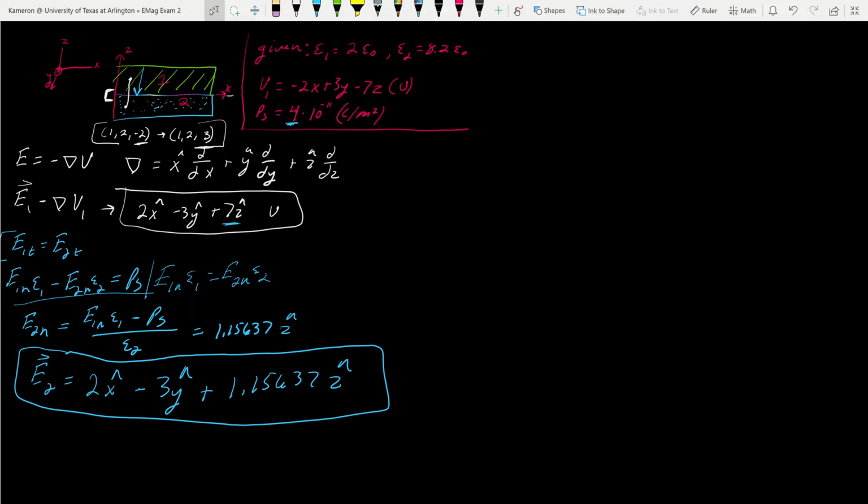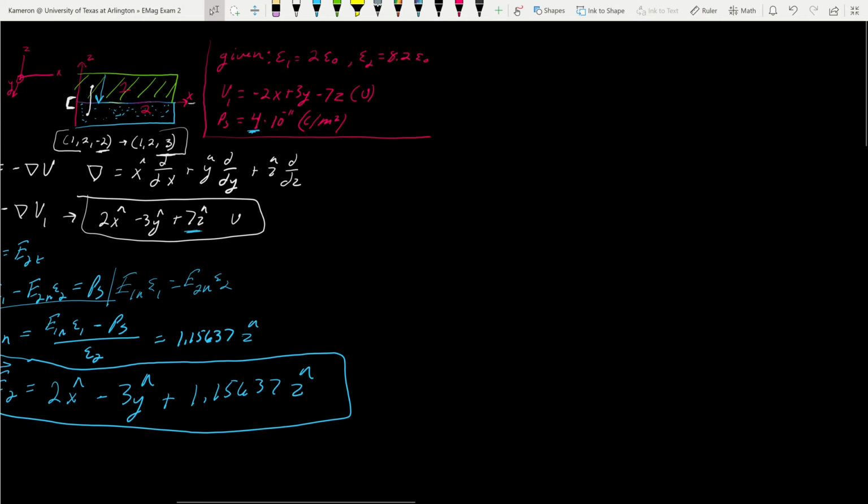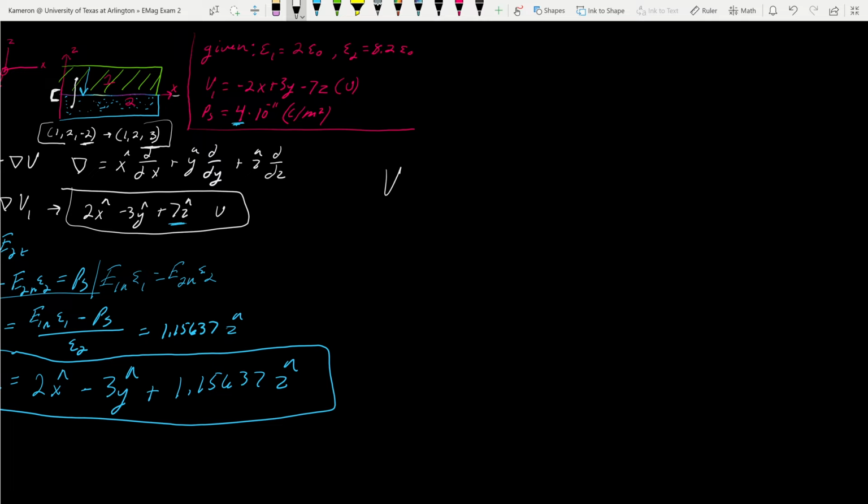So, as we know, from Maxwell's equations, V equals a negative integral of E dot dL. This is a line integral, which would be from negative 2 to 3. However, our E field is not the same going from negative 2 to 3. So we need to break this up into two pieces. One with respect to E1 and one with respect to E2.